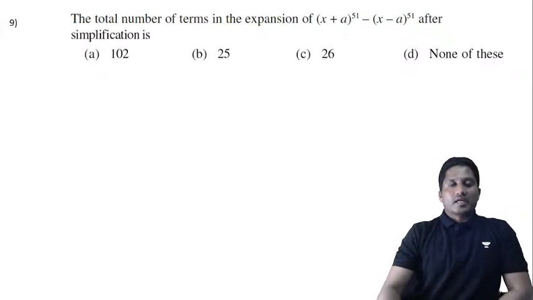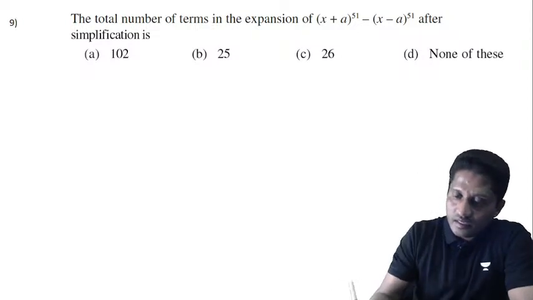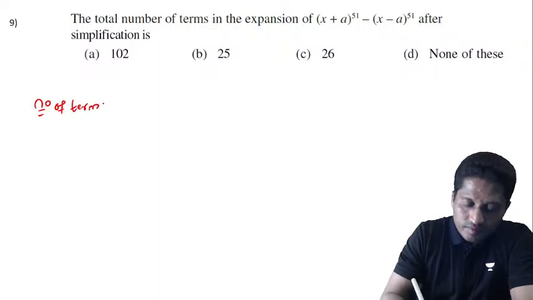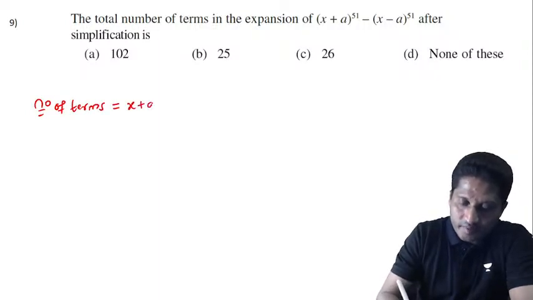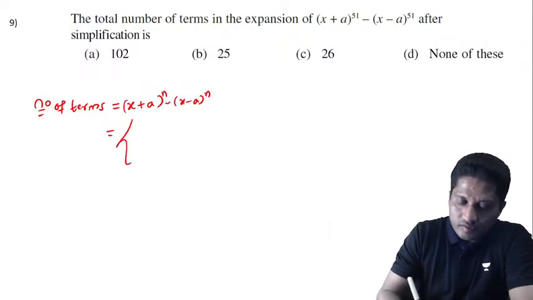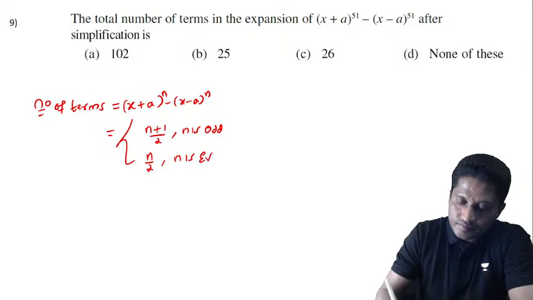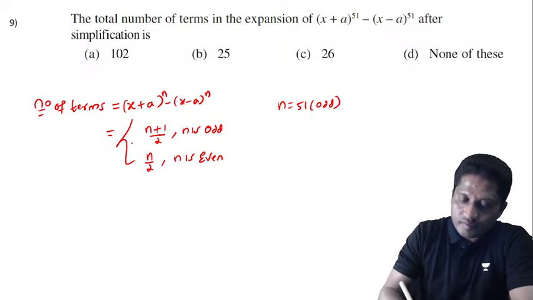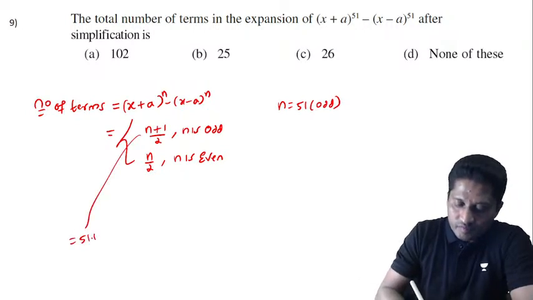Question number 9. There is a similar question. Number of terms in the expansion of (x plus a) power n minus (x minus a) power n is equal to (n plus 1) by 2 if n is odd, and only n by 2 if n is even. So n is equal to 51, which is obviously odd. Number of terms will be equal to (51 plus 1) by 2, which is equal to 26. Answer is option C.